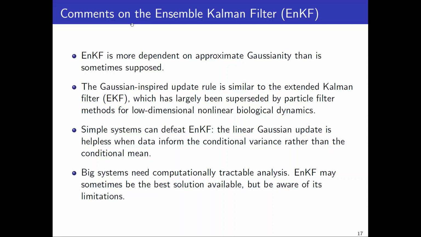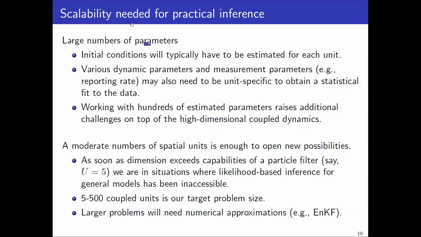It's actually possible for quite simple systems to defeat an Ensemble Kalman filter if they're non-Gaussian enough. For instance, if the information is in conditional variances rather than conditional means, well, the joint multivariate Gaussian just doesn't have that feature, so it can't explain it. If you're getting to systems much bigger than the systems I'm going to show you, you may well, again, have no choice but the Ensemble Kalman filter.